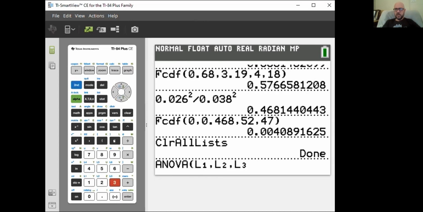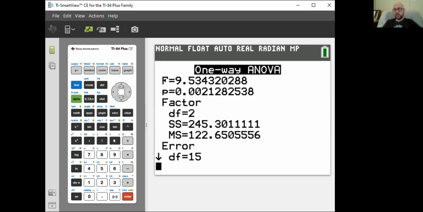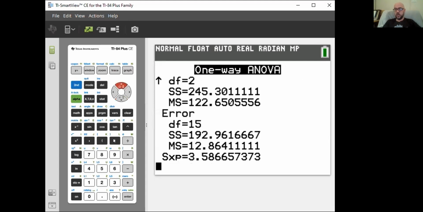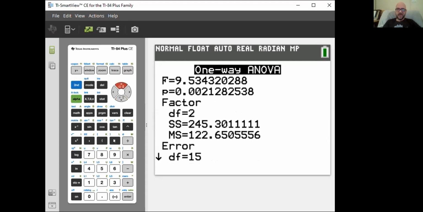Close parentheses. And then it's going to explode with a bunch of information. And I'll show you around the information. So there it is. All right, so it says one-way ANOVA. Like I said, there's other kinds of ANOVA. There's two-way ANOVA. There's ANOVA with interactions. There's lots of stuff. We're not going into any of that. We're just doing your basic one-way ANOVA, no post hoc analysis.